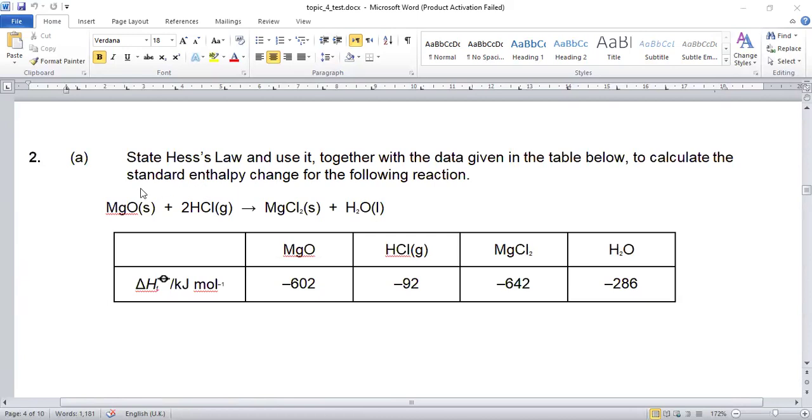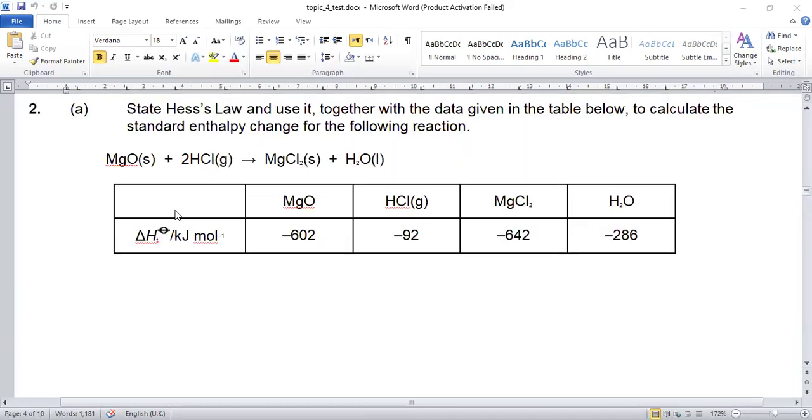State Hess's law and use it together with the data given in the table below to calculate the standard enthalpy change for the following reaction. Hess's law, have you studied it? Yes, Hess's law. How can we solve this question?